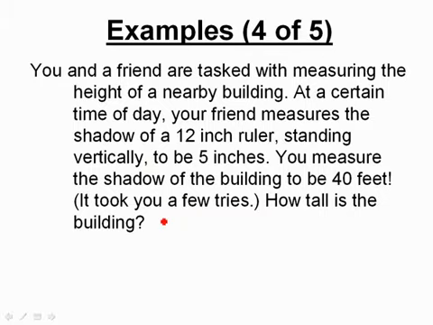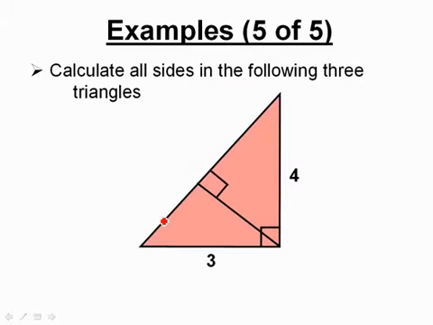And finally, example 5 of 5. Calculate all sides in the following 3 triangles. Once again, there's the big external triangle, and there's 2 internal triangles. Here's one, and clearly above it is the other one. Using only the information given, see if you can solve for the sides of all 3 triangles.